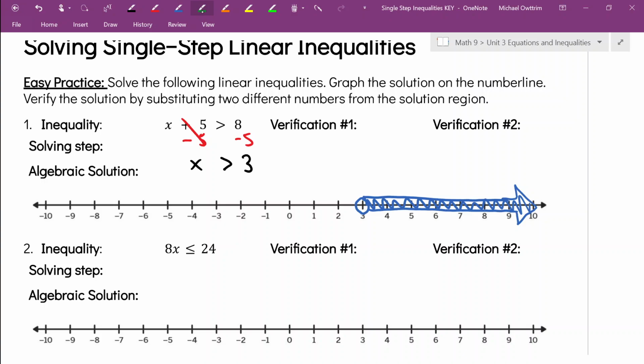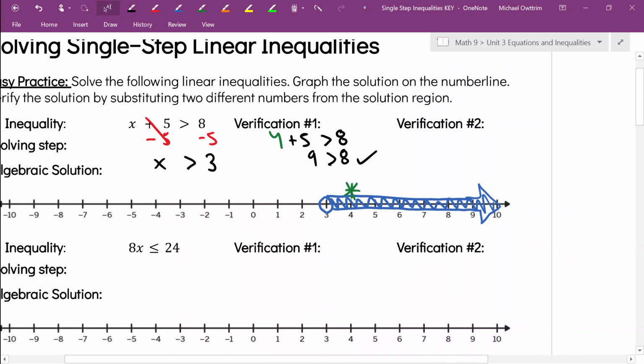So let's pick some points in our arrow to check in the original inequality. So I'm going to start by picking the point x is 4. If x is 4, my inequality becomes 4 plus 5 being greater than 8. 4 plus 5 is 9. 9 is greater than 8, so that point did work in the original inequality.